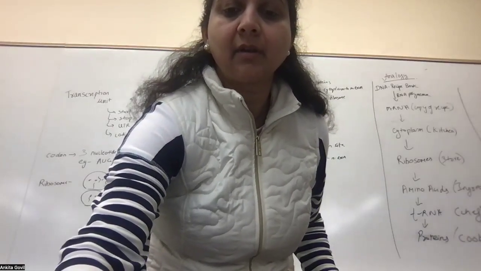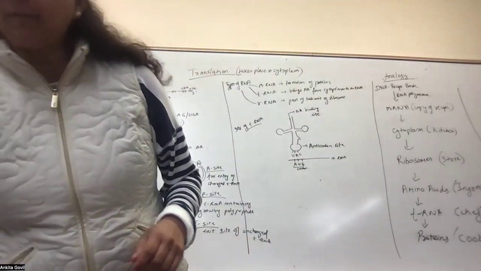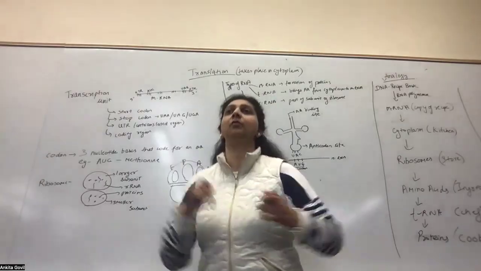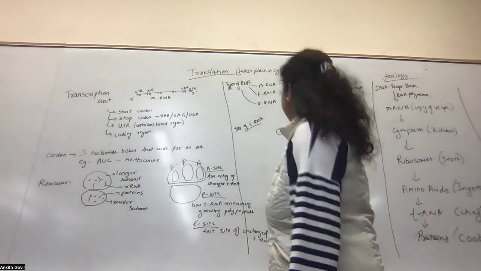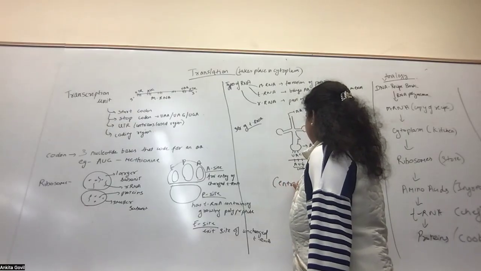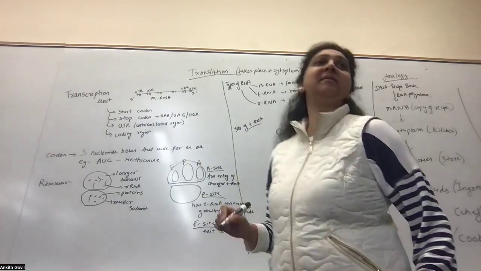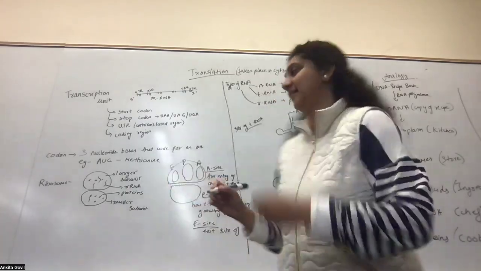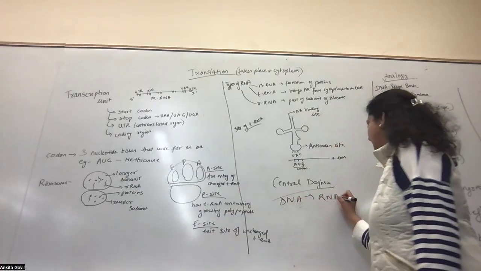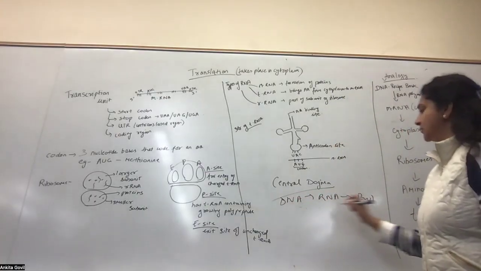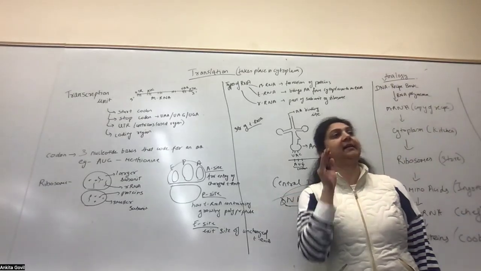All right. So let's talk again about central dogma. What was central dogma? What did it say? I didn't hear you. What did central dogma say? DNA to RNA and RNA to? Very good. So DNA to RNA is transcription, which we did last time.